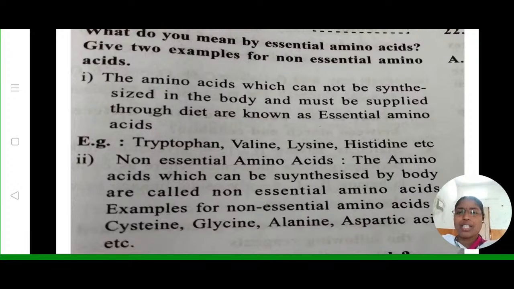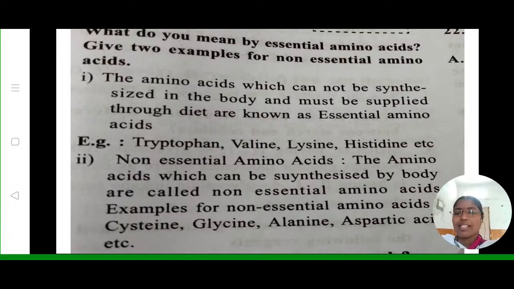Again, essential amino acids are the amino acids which cannot be synthesized in the body and must be supplied through diet. Examples: tryptophan, valine, lysine, histidine, etc. Okay, next, non-essential amino acids.